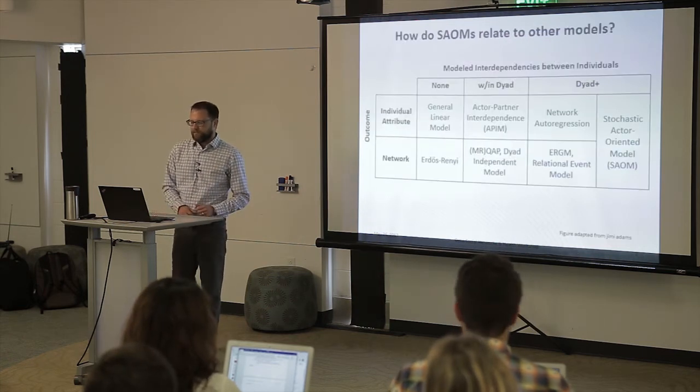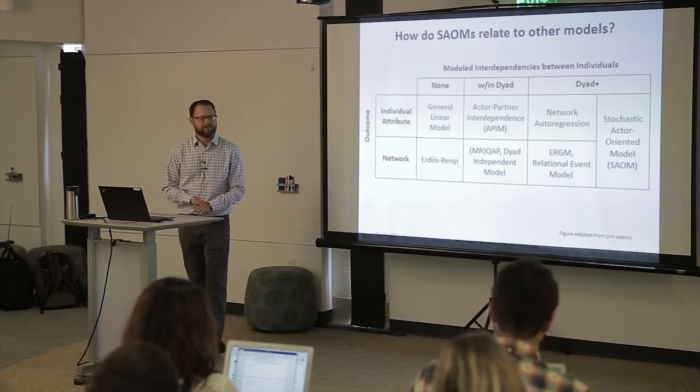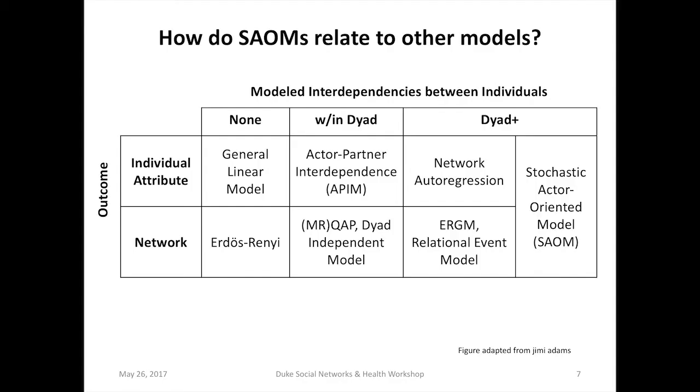Okay, so before I start talking about Siena models, let me just place them in the context of some of the other models that we've either talked about this week or that you're more familiar with. First of all, most of you, I imagine, came in with an understanding of models that explain individual health outcomes. So we've got regression models that really don't account for much of the interdependency between individuals. They treat individuals as atomistic entities.